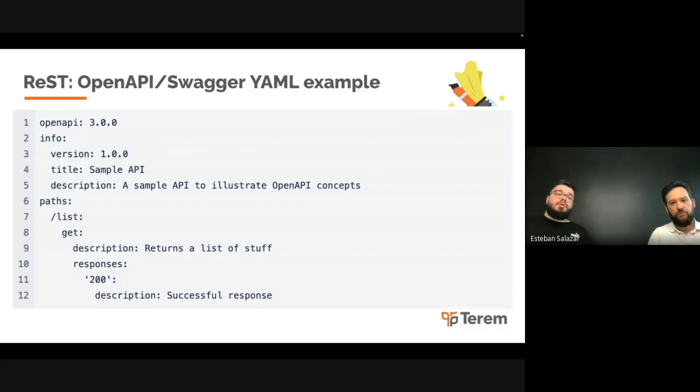So here's a YAML example of an API specification. As you can see here, it's plain English at the end of the day. You've got openapi, which is the version, some info, then version, title, which is Sample API. So this is a sample API, a little description about that API, and then the paths.